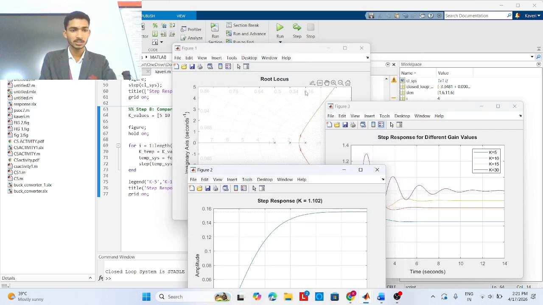So now the conclusion. Overall, the analysis confirmed that the system performance is highly sensitive to the gain value. Increasing the gain improves the speed of response, but it simultaneously reduces system stability and increases the risk of oscillations and instability. Therefore, a proper compromise must be achieved by selecting an optimal gain that ensures both good dynamic performance and stable operation. Thank you.